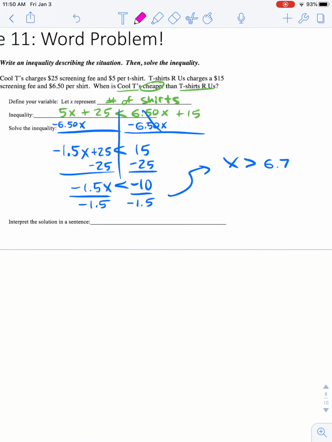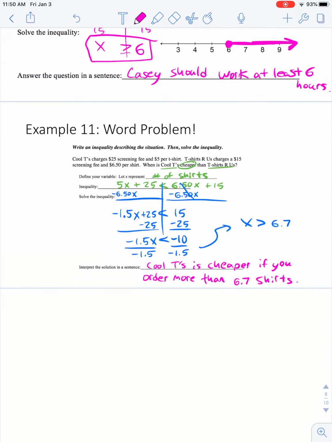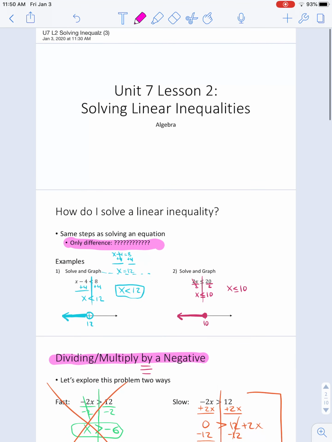The number of shirts sold needs to be greater than 6.7, or you could say Cool Tees is cheaper if you order more than 6.7 shirts. So you could say 7 or more shirts, you could say more than 6 shirts, or you could say more than 6.7. That's probably the easiest way to say it. And that's the end of this lesson. There's a lot to unpack there, but hopefully you understood it pretty well.